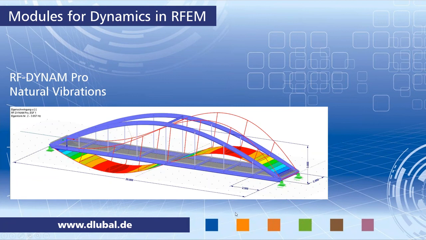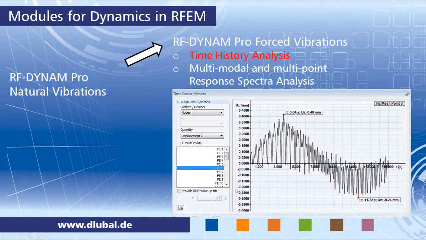Then we have the module RF-DYNAM Pro Forced Vibrations, which is based on the natural vibrations. So you obviously need the natural vibrations as a basis. This module, forced vibrations, contains both the time history analysis, that's what we want to look at today, and the multimodal and multi-point response spectra analysis. So today we consider only the time history analysis, and I'm concentrating in the introduction only on this one. The response spectra analysis is to perform an earthquake analysis.